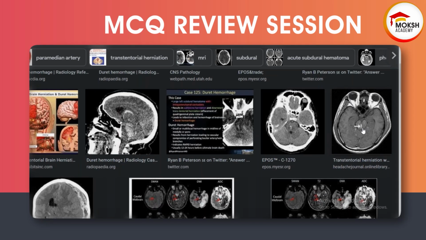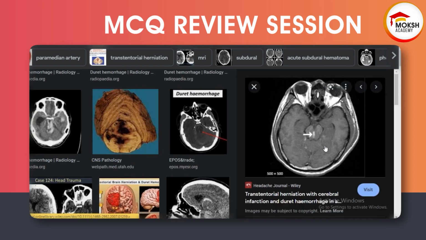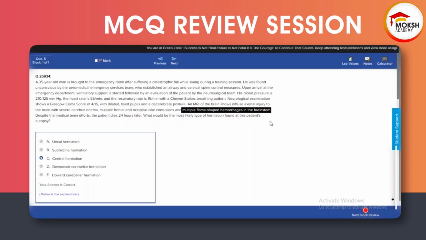If you can see, not sure if you can see this whitish line in the brainstem, it is indicative of hemorrhage. There can be multiple of them. This is a very clear indication of one of them, which is quite big. That is known as Duret hemorrhage. So whenever you see multiple flame-shaped hemorrhages in the brainstem after cerebral herniation, you should directly think of central herniation. That is very specific to central herniation. Okay, so this is central herniation.